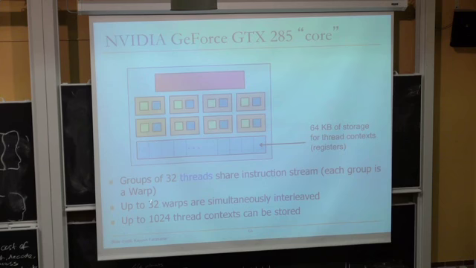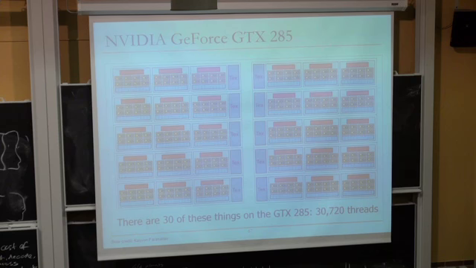Each group is called a warp, and you can have 32 warps simultaneously interleaved in the machine. So if one warp stalls, you can execute another warp. This is fine-grained multithreading across warps. Which means that you have 32 threads times 32 warps, 1,024 thread contexts. That's a lot of threads, and that needs to be stored in the register file, so GPUs have big register files. And this is only one core of a GPU. This NVIDIA processor has 30 of these, so you really have 30,720 threads.